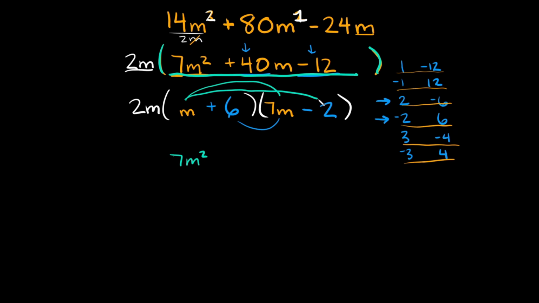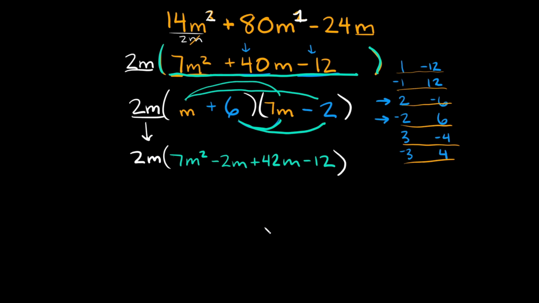Then we're going to go outer. So m times negative 2 is negative 2m. And then we're going to go inner right here. 6 times 7m is positive 42m. And last, so 6 times negative 2 is negative 12. Okay, and if you want, you can still put your parentheses around this whole thing and bring down the 2m again, right? The 2m is still just on the outside.